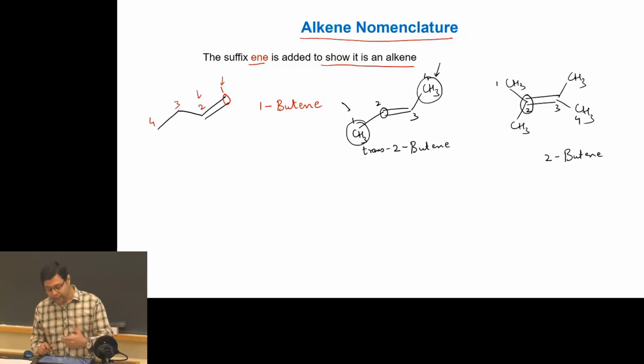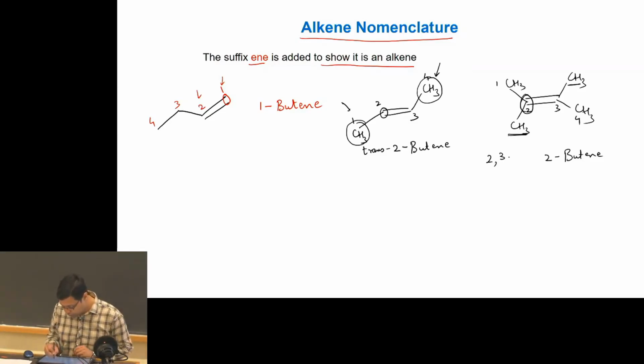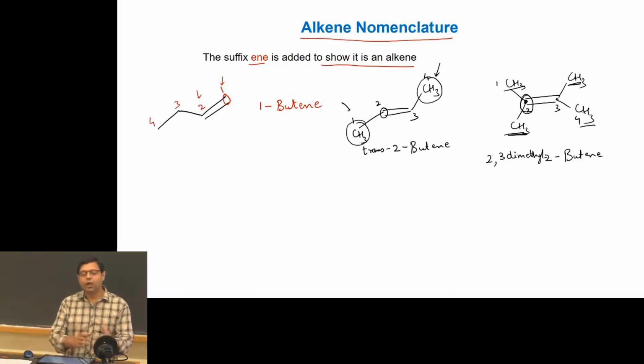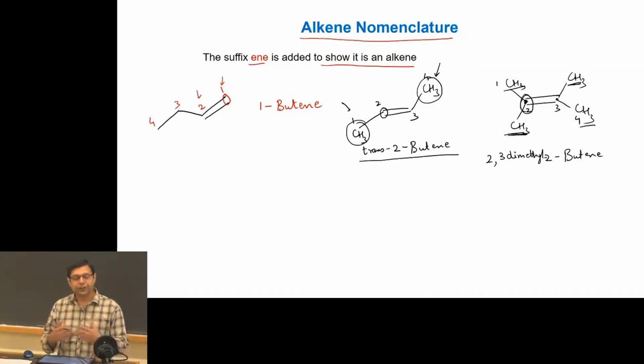The last step is to add the position of the substituents. So at carbon number 2, you have a CH3. At carbon number 3, you have a CH3. So 2,3-dimethyl-2-butene. There is no cis or trans or E and Z here because the carbons are attached to the same groups. So not every name will have cis and trans or E and Z. Depending on the structure, you will have cis and trans or E and Z. All right. Let's take another example.